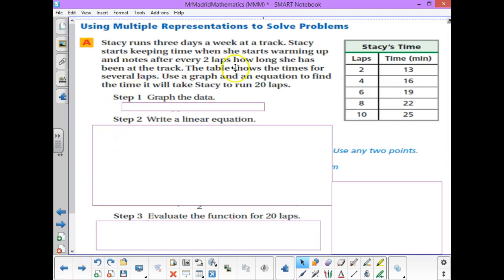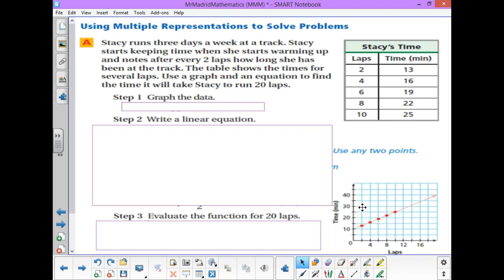Alright, so apparently Stacy starts keeping track at 2 lap intervals. And at 2 laps, she's been there 13 minutes. At 4, 16. At 6 laps, 19, at 8, 22. And at 10 laps, 25 minutes. Visually, we can see that there's an increase of 3. So chances are that this has a linear relationship. So anyways, as far as what we've been requested to do, use a graph.